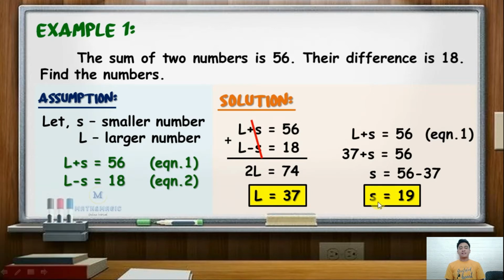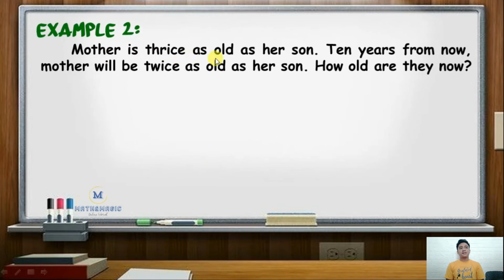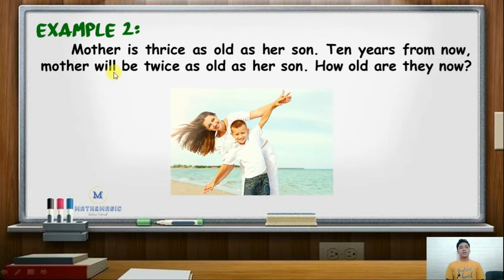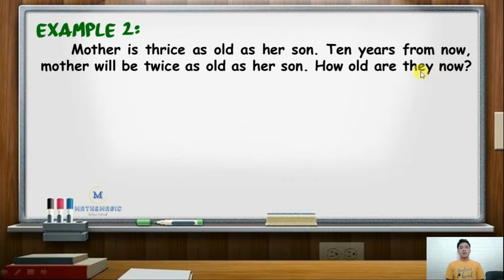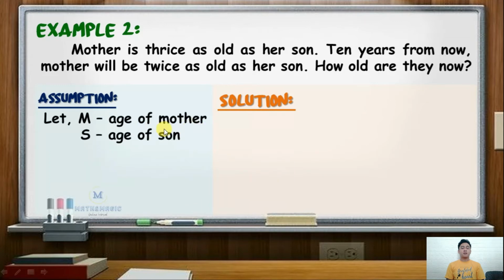For our second example, an age problem: mother is thrice as old as her son. 10 years from now, mother will be twice as old as her son. How old are they now? Just like in the first example, we need to make our assumption. Here we will let M be the present age of mother and S be the present age of her son. Next, we will construct equations.